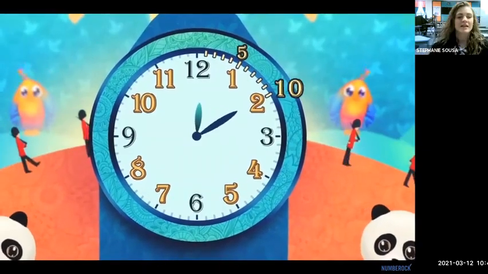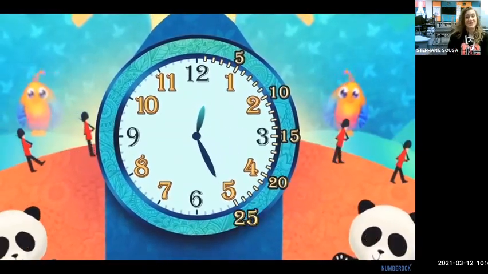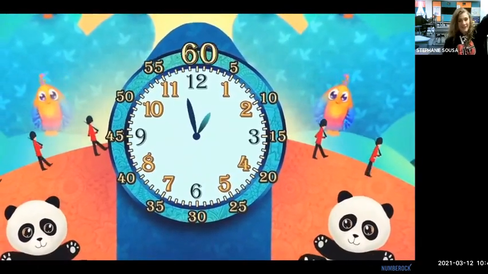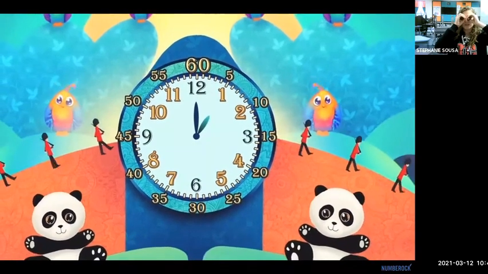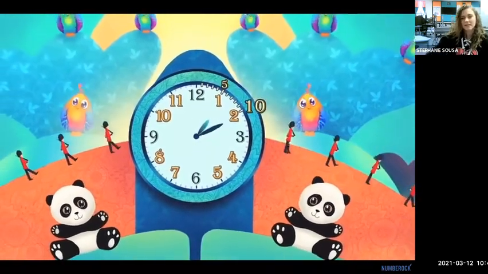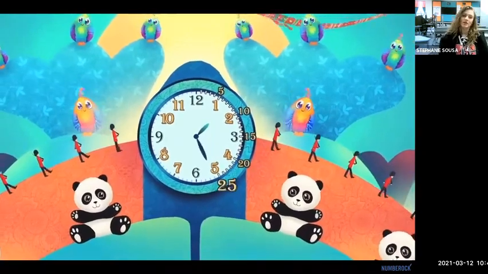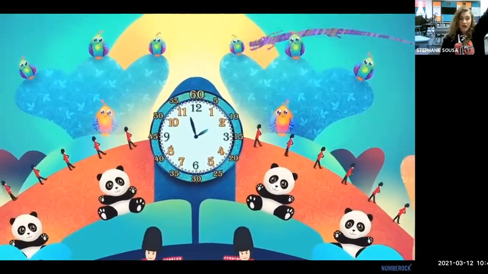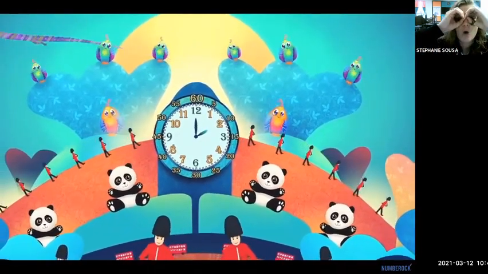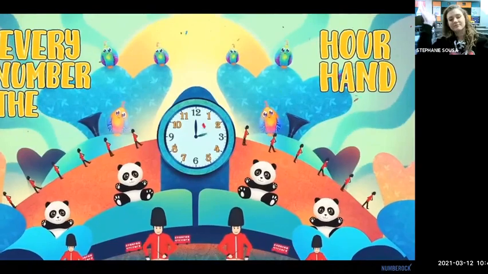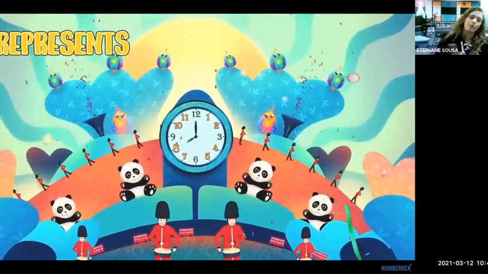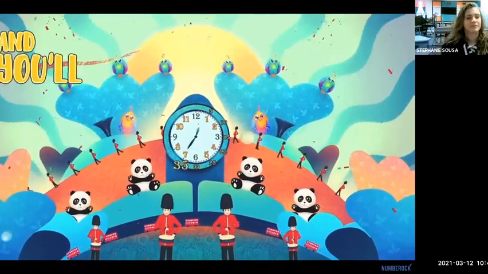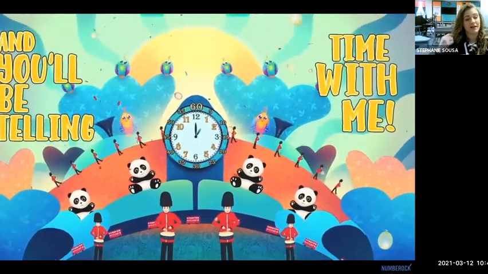We count 5, 10, 15, 20, 25, 30, 35, 40, 45, 50, 55, 60 minutes on each clock we see. Every number the hour hand goes by represents 1 hour of time. Then count the minutes out of 60, and you'll be telling time with me.